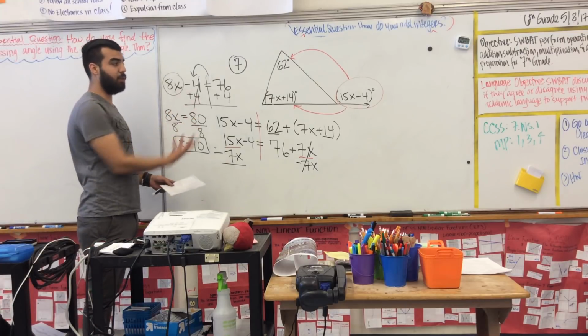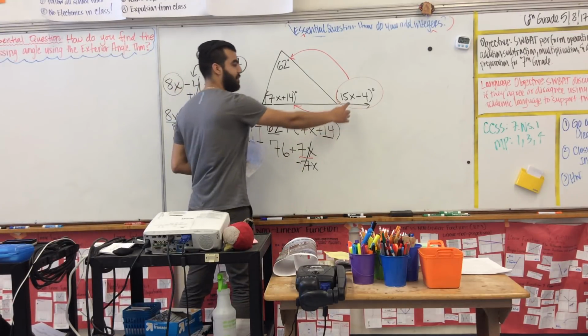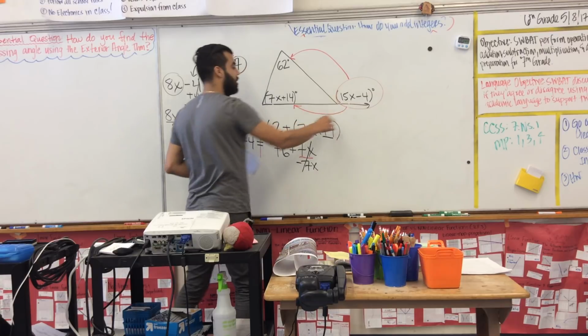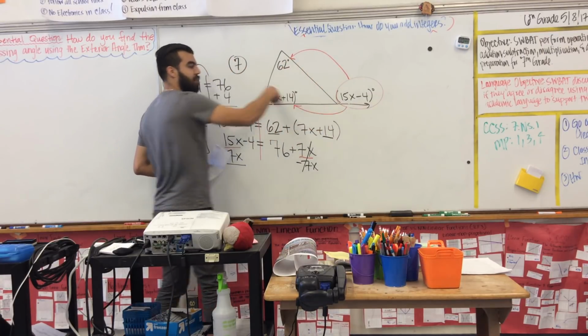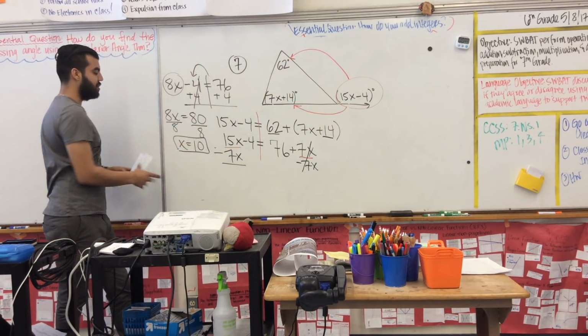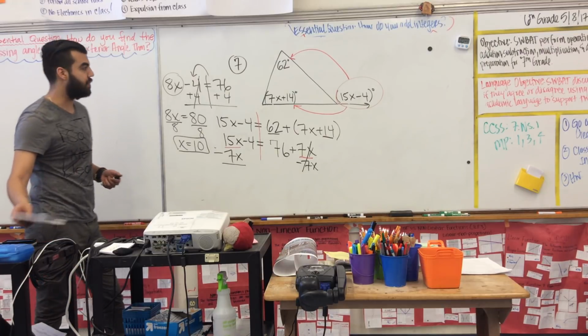So again, it does look more complicated, but you're doing the same thing. You have your exterior angle, and it equals the sum of the two angles across from it. Then eventually, once you solve it, you should get x equals 10 for this one.